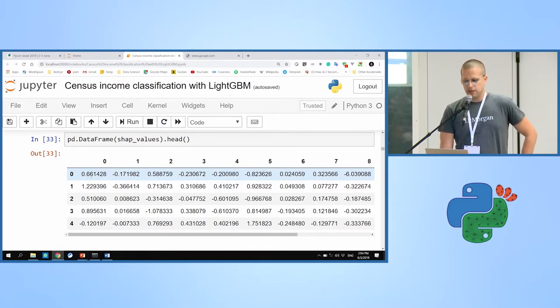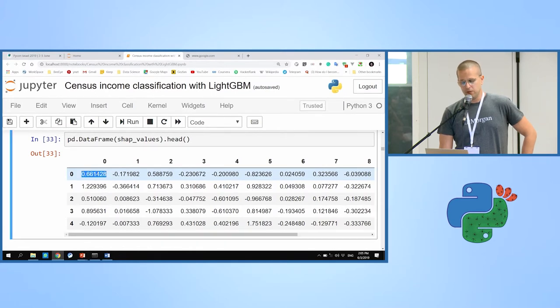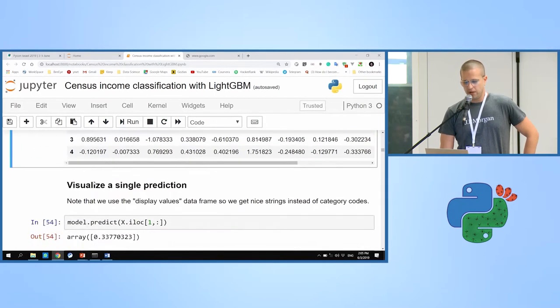So let's see this first. Every row here is a person in the original data set, and every column is the SHAP value for this prediction. So the first feature got this value for this person, and as you can see, it got different values for different people. So how could it be that one feature got different values? Well, that's because there are dependencies between features. So it might have a bigger impact on one sample and a smaller one on a different sample.